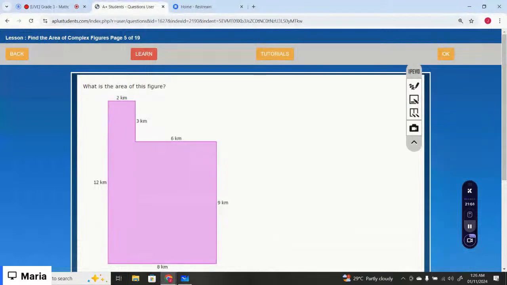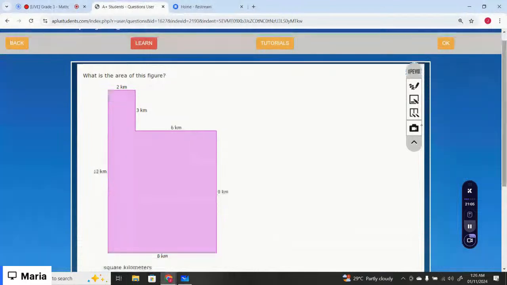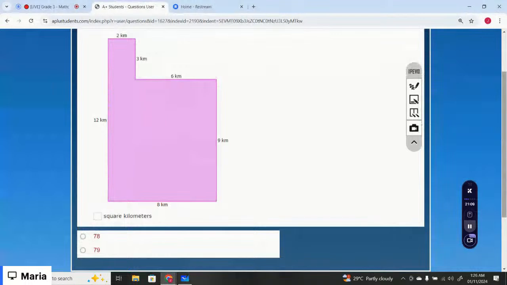What is the area of this figure? Which is the correct option? You can calculate and write the answer in the chat box.